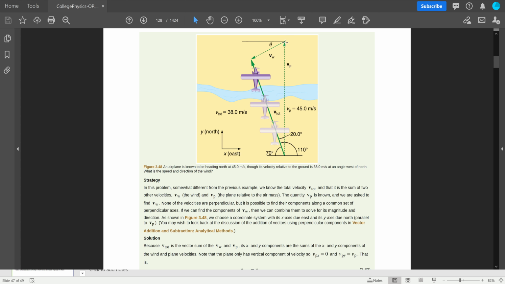Same thing with the wind. You have your wind, let's say it's pointing here to here, meeting right here. You have your x component, and you have your y component.